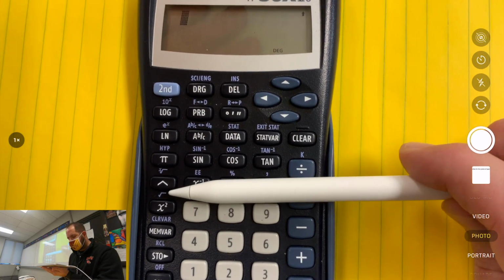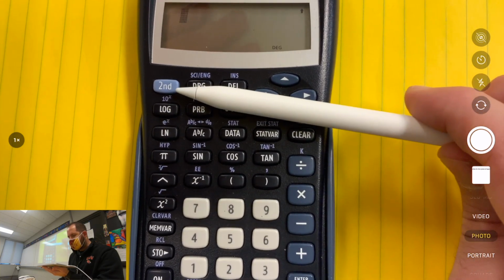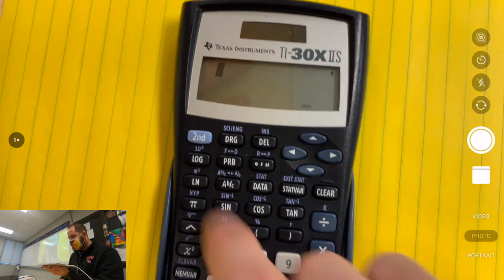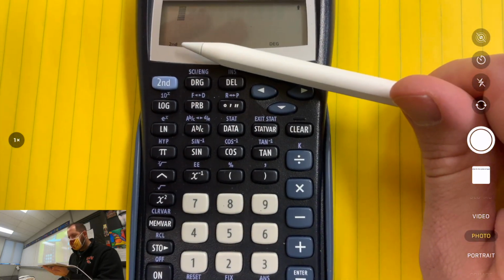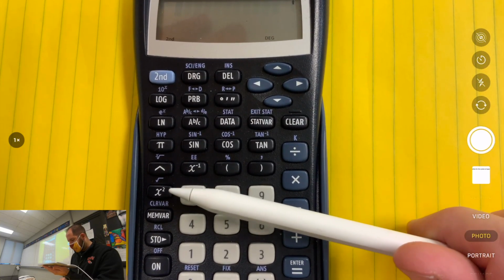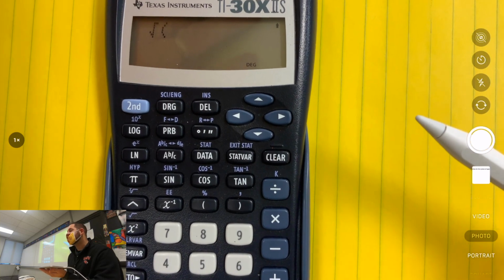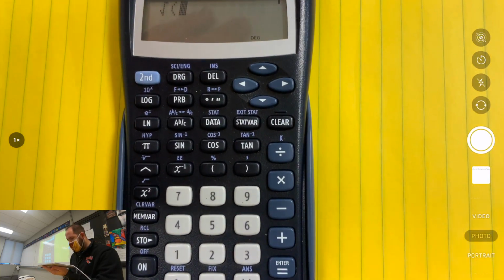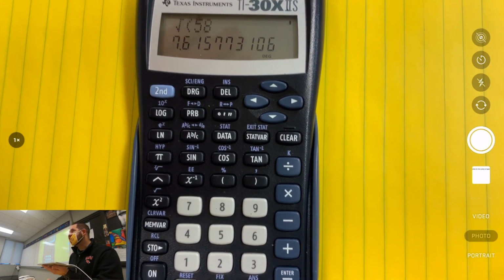Now to get this little blue square root key, I have to hit the second key first. So I always call it the shift key. So I have to hit second. You can see that it's actually put second, and then I'm going to hit this little square root key. So there, I'm going to hit the little square root. So you can actually see it's putting a square root on my calculator. Then I'm going to just type in 58. So 58, and hit enter. Boom, there's my answer.